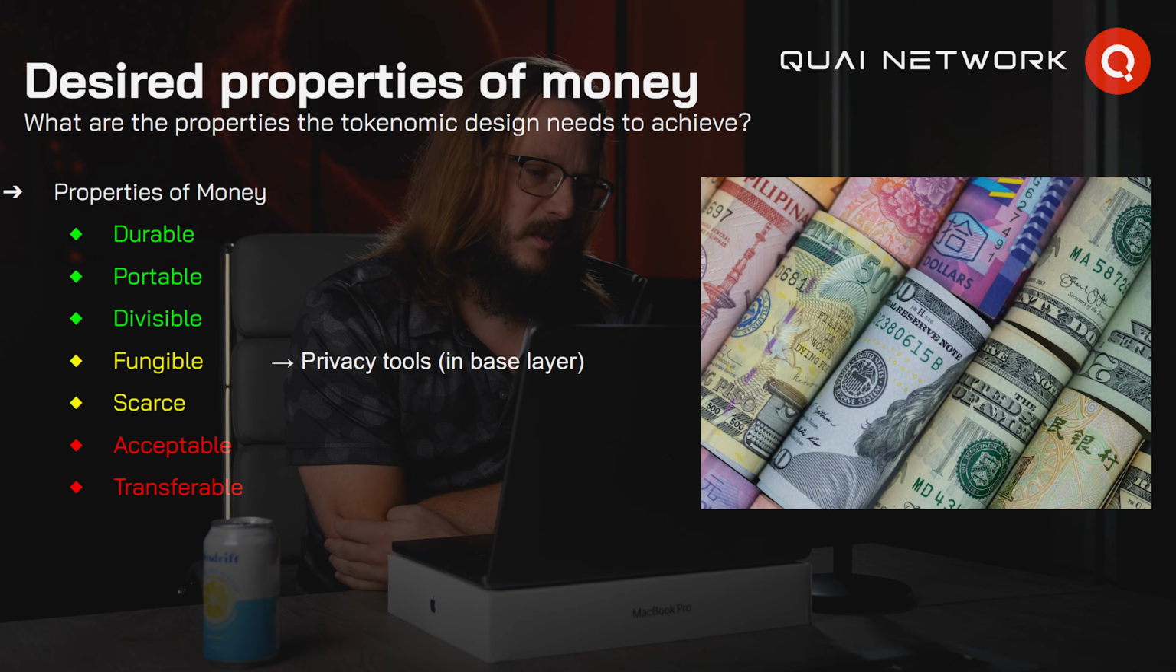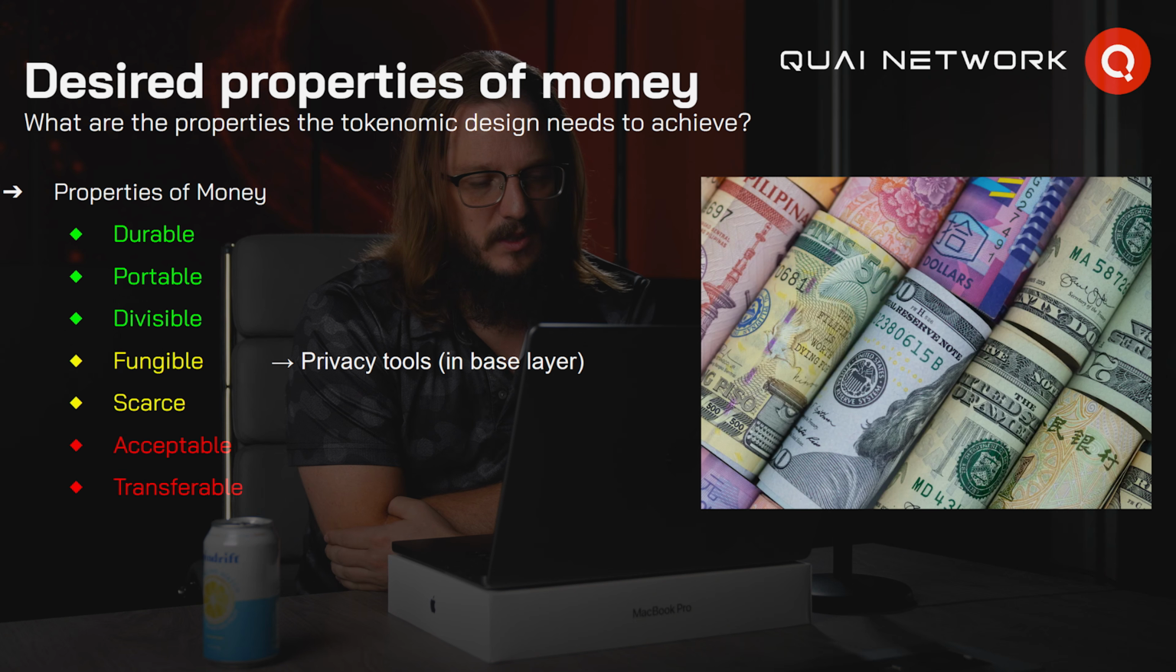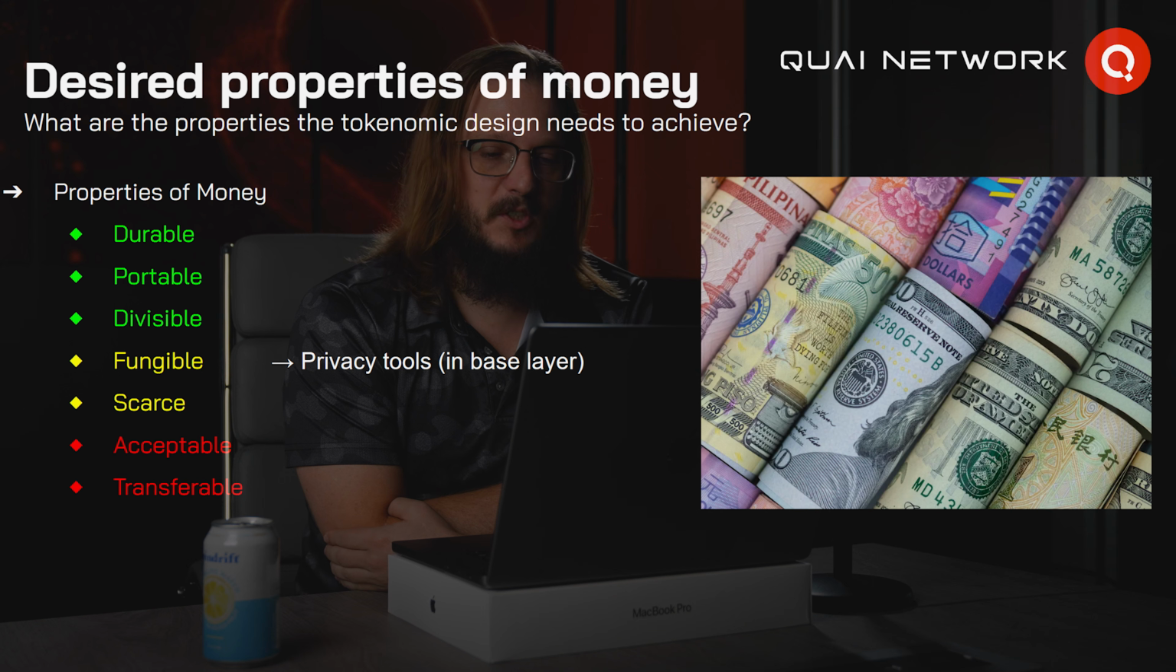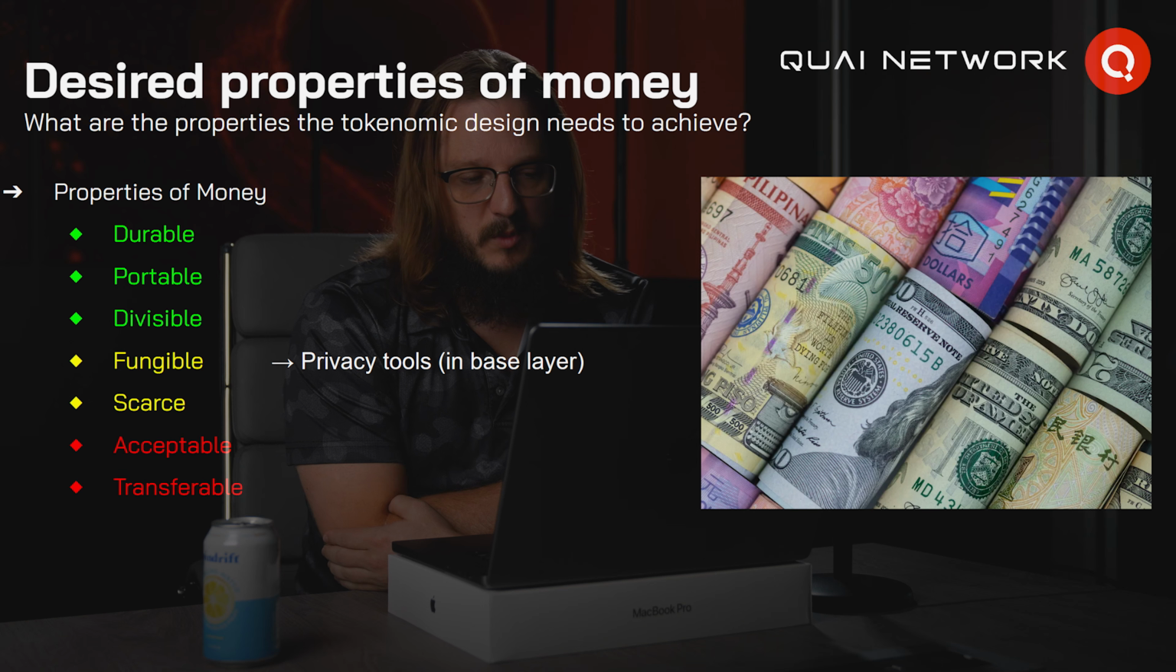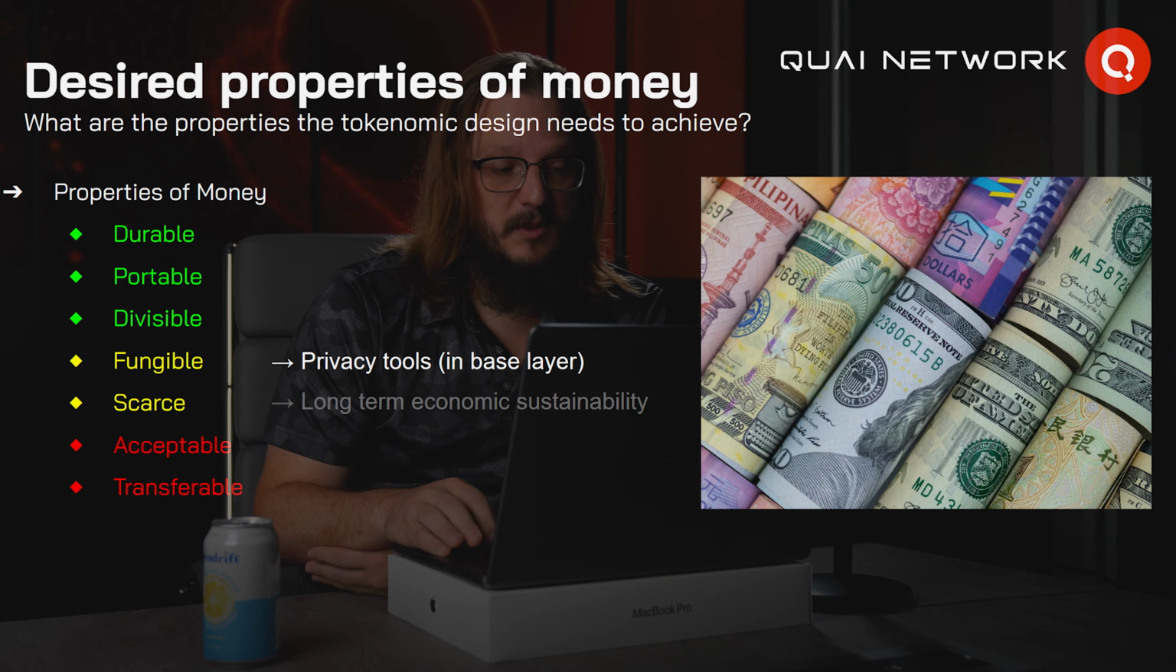In terms of fungibility, there are ways to get fungibility with things like Monero or Zcash, but with something like Bitcoin or Ethereum, there's a lack of privacy, and with lack of privacy, you get distinguishment of each one of the units, at which point not all units are fungible with all other units. So we need some form of tool on the base layer to allow for fungibility.